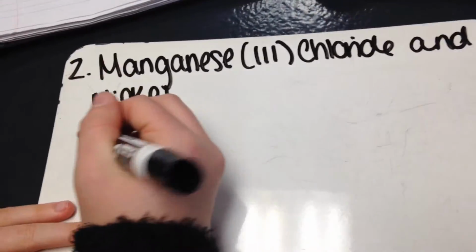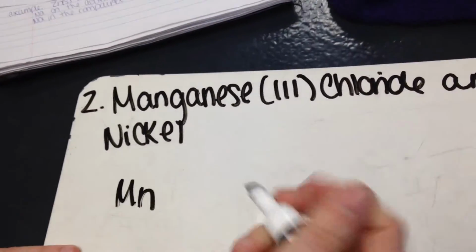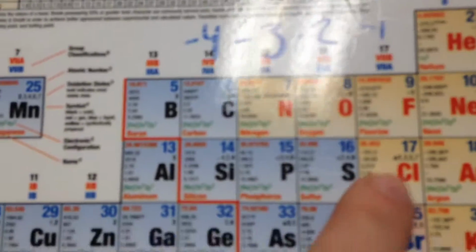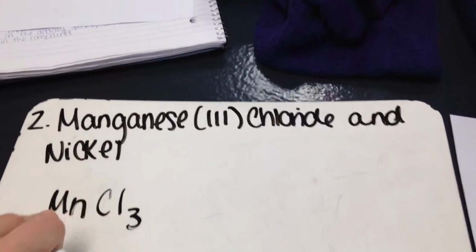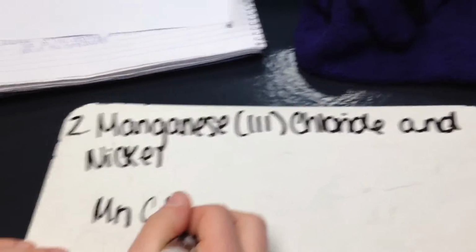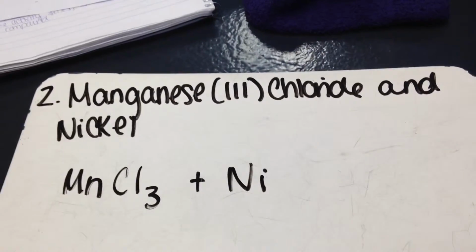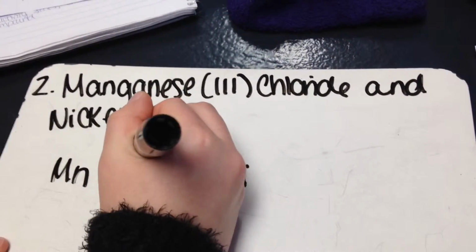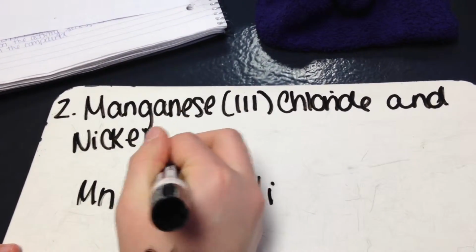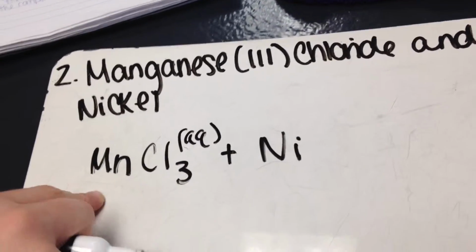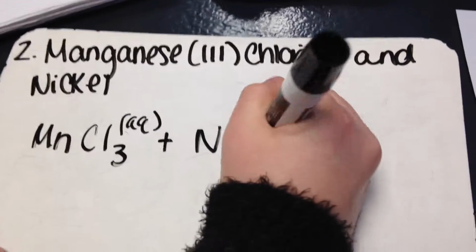But first, let's write the formula, which is going to be MnCl3. Now, if you remember from your periodic table, Cl is 1, so therefore nothing's going to cancel, and because manganese they gave us the charge is 3, it's going to be like that, plus nickel. Writing your states of matter, chloride is going to be soluble, which makes it aqueous, because manganese is not one of the exceptions, plus nickel, which is solid.